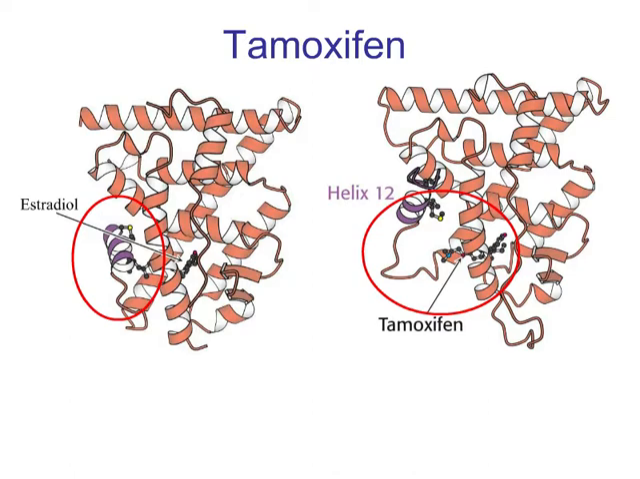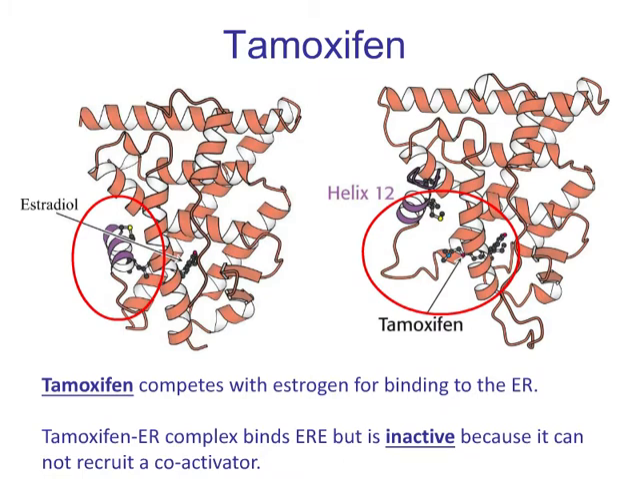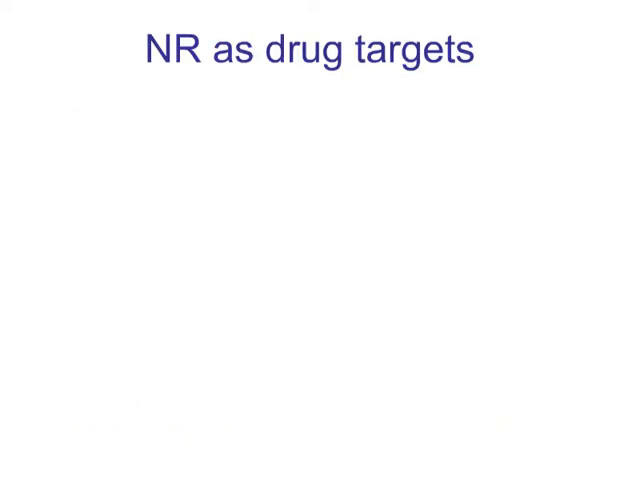Thus, tamoxifen has two mechanisms of action. First, it can compete directly with estrogen for binding to the estrogen receptor, and second, once it forms a tamoxifen-estrogen receptor complex and binds to the estrogen response elements, the complex cannot recruit coactivator proteins.